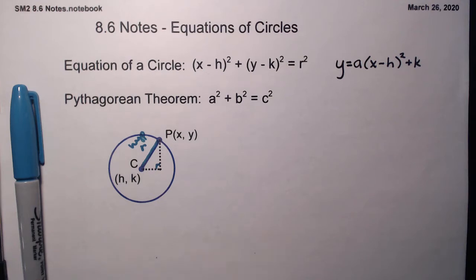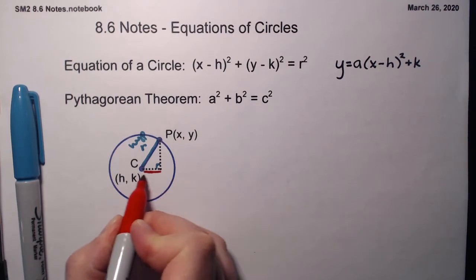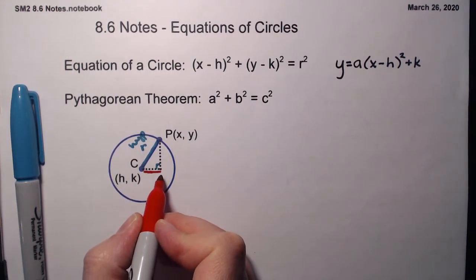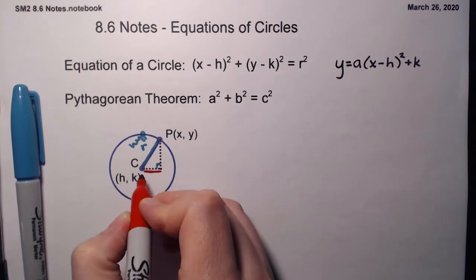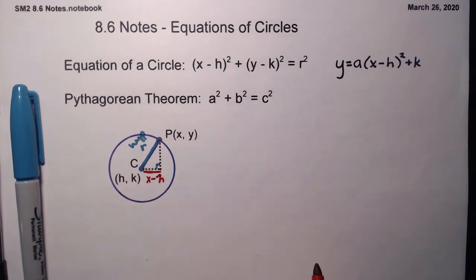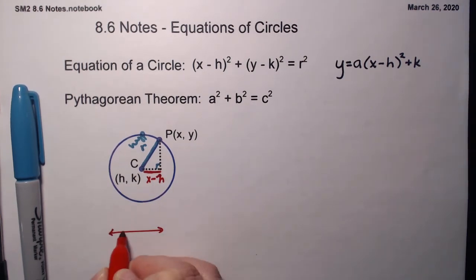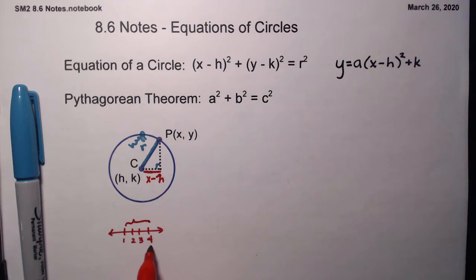Okay, and then I also have this side right here. Well, if I look just in an x direction, in a horizontal direction, to find that distance, I take my x and subtract h. Just like if I'm on a number line and I want to find the distance between these, so we'll say this is 1, 2, 3, 4. If I want the distance here, I do 4 minus 1 gives me 3. I go 1, 2, 3 steps. So it's the same concept, just with variables.